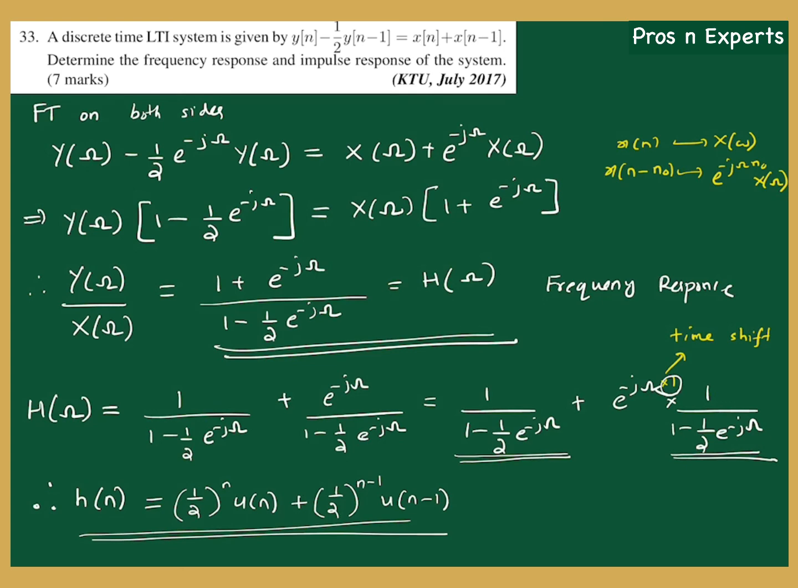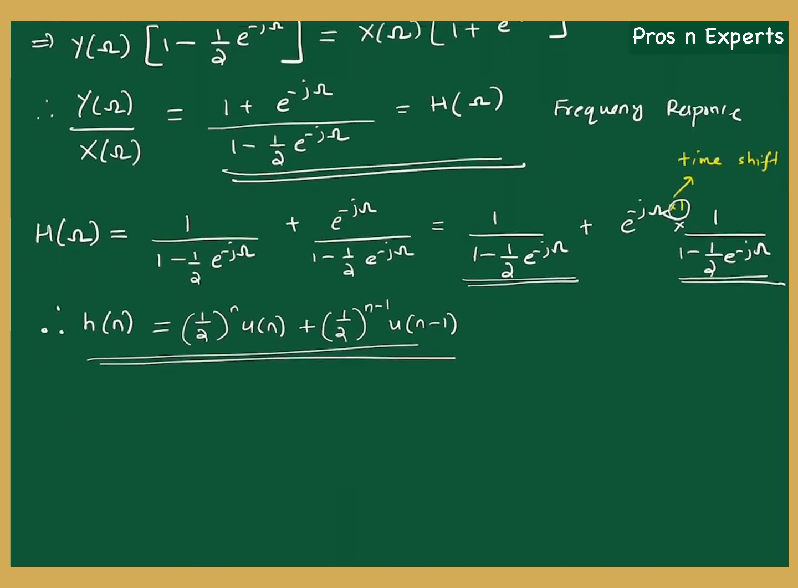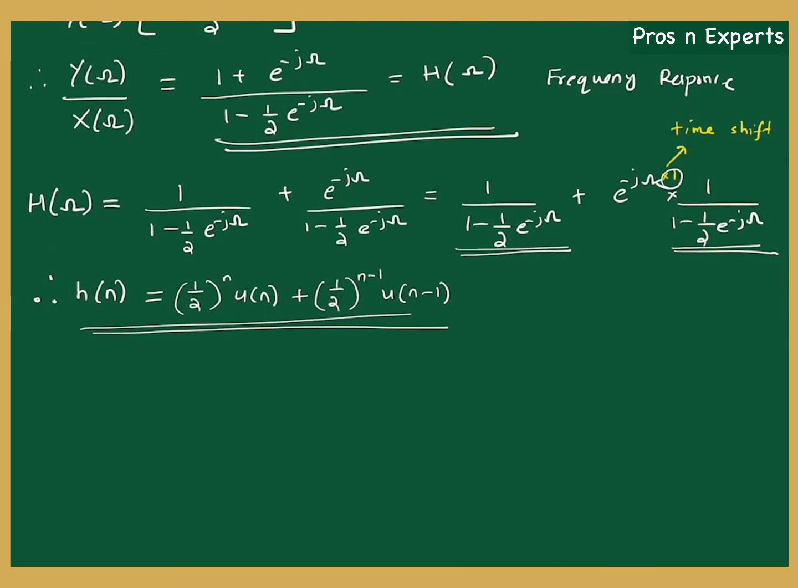But I would like to go one more step ahead, just for information. It is not important from the exam point of view. If you finish here, you will get the full marks. But for your information, I am going one more step ahead. What happens to the signal at n equal to 0? At n equal to 0, I can write h of n as half raised to 0 u of 0. Half raised to 0 is 1, and u of 0 is 1.